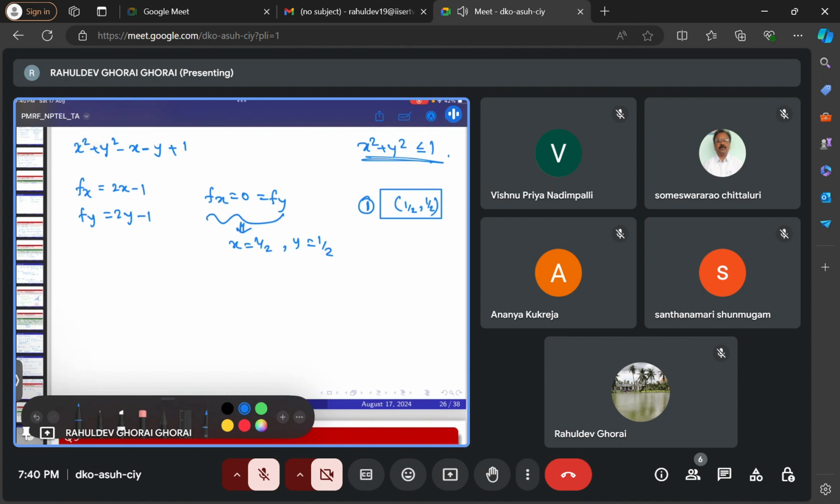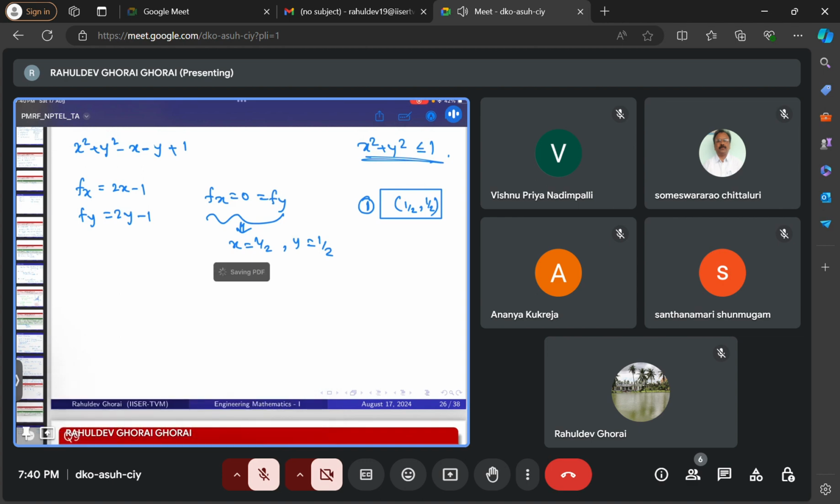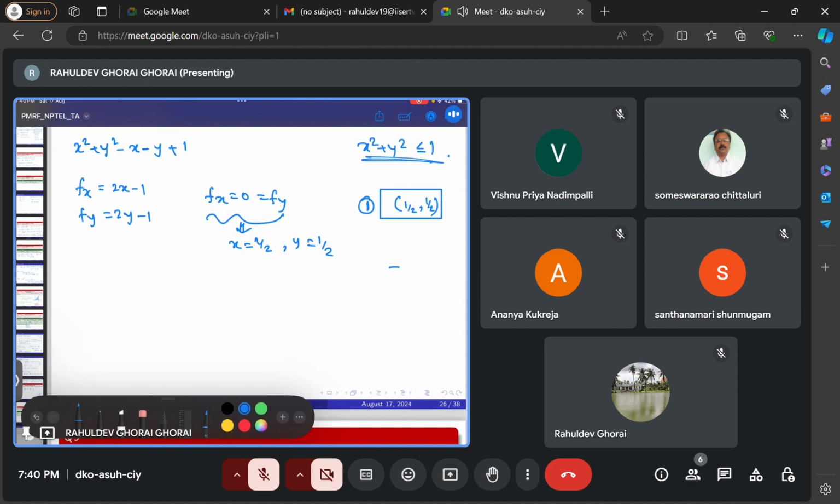Now that's the only point. And this point is inside the domain, right? Inside the circle. 1 by 2 square plus 1 by 2 square will be 1 by 2 only, right? That is less than 1, so it is inside the circle. And that's the only point just inside the circle, not on the boundary.